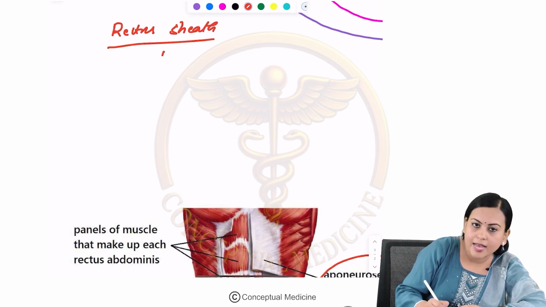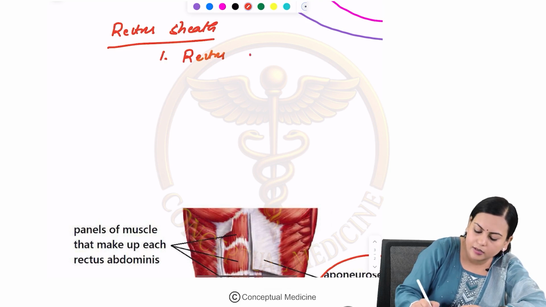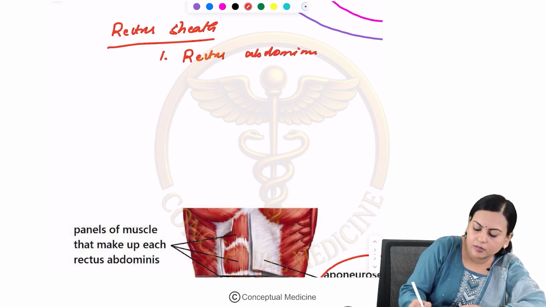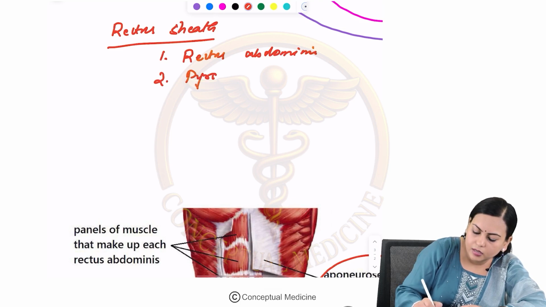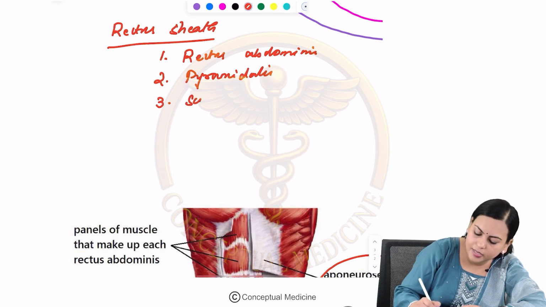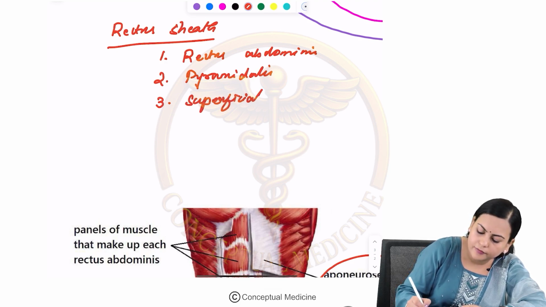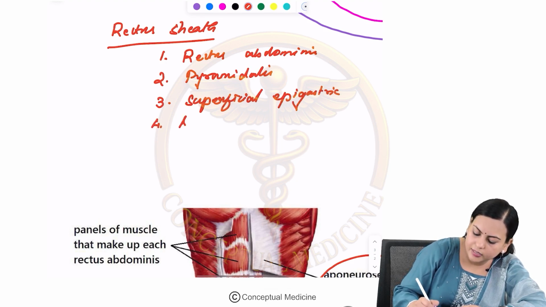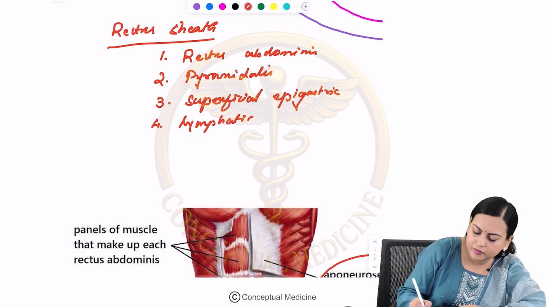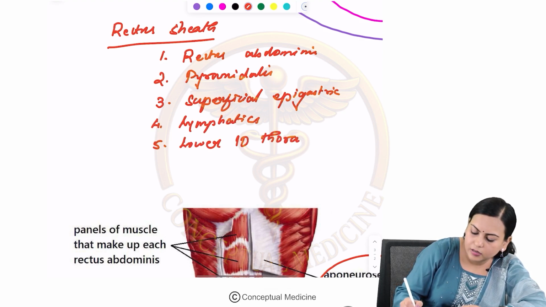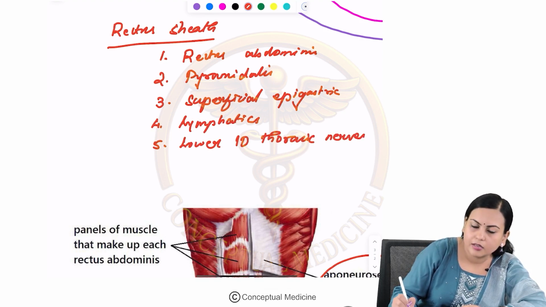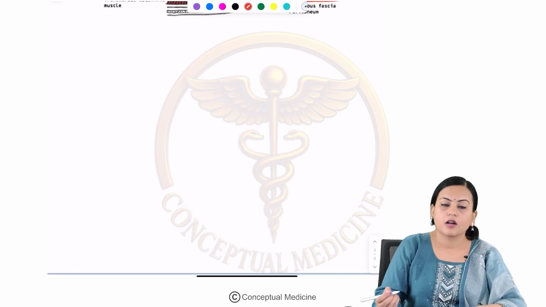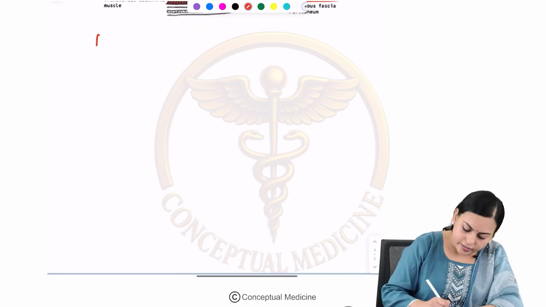As we all know, it has two muscles, namely rectus abdominis and pyramidalis. Then it will have vessels, namely superficial epigastric vessels. Then it will have some lymphatics. Then it will have lower 10 thoracic nerves.